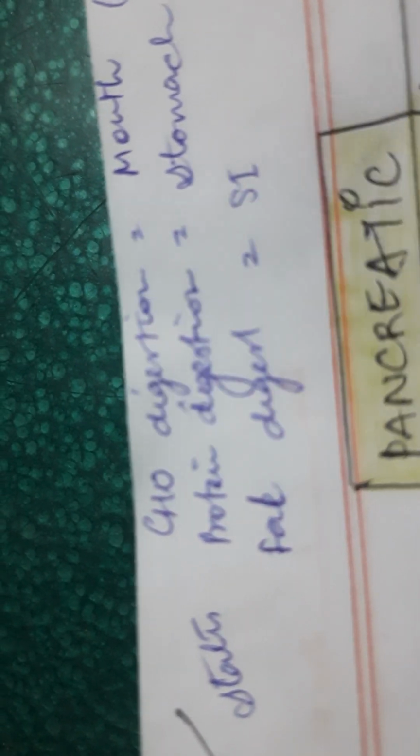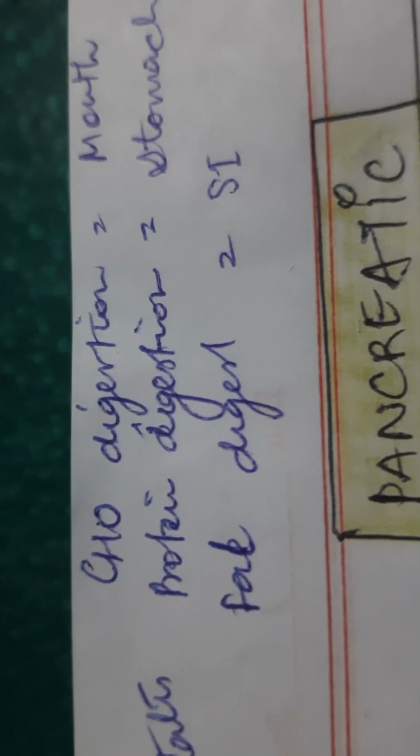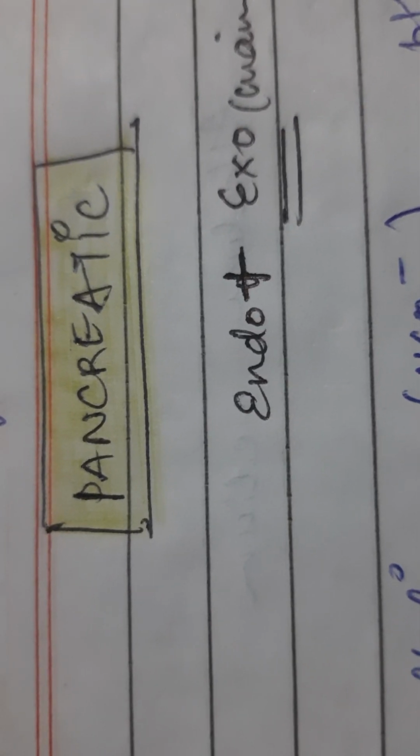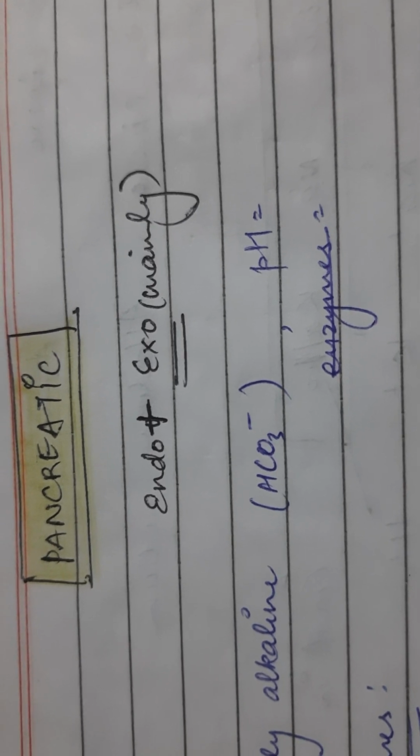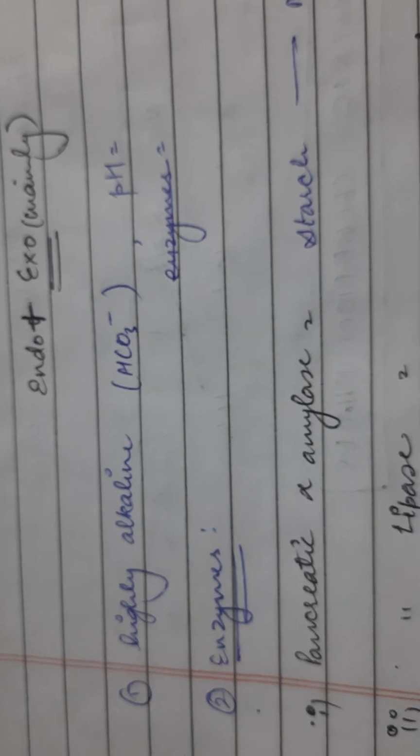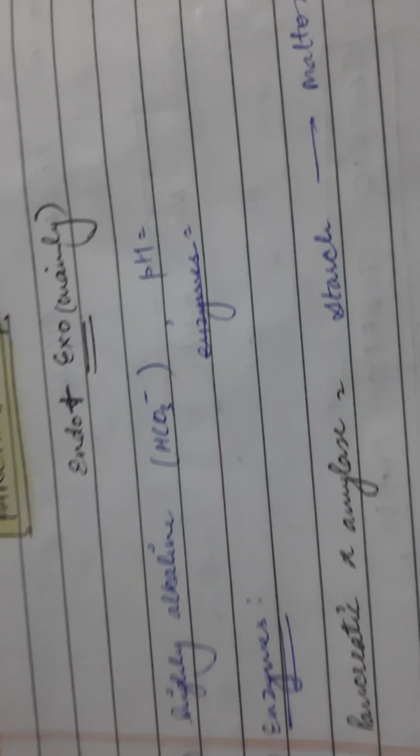Okay, then pancreas. So here is something to remember: carbohydrate digestion starts in the mouth, protein digestion starts in the stomach, and fat digestion starts in the small intestine. So the pancreas secretes both. The pancreas is both endocrine and exocrine, but mainly exocrine. It is highly alkaline because of bicarbonate, which increases pH.